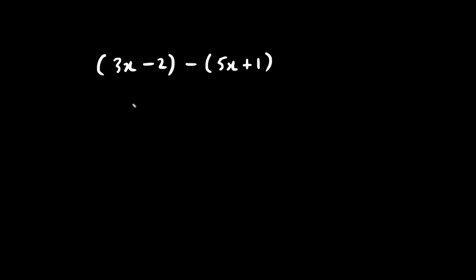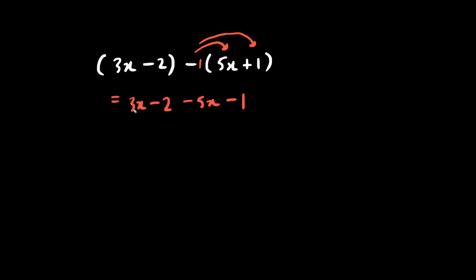Let's continue simplifying polynomials. These brackets are not necessary, so we have 3x minus 2. Now as for this second part, there is a hidden minus 1 here, so we're distributing the minus 1 to the first term and to the second term. So minus 1 times 5x is minus 5x, and minus 1 times positive 1 is minus 1.